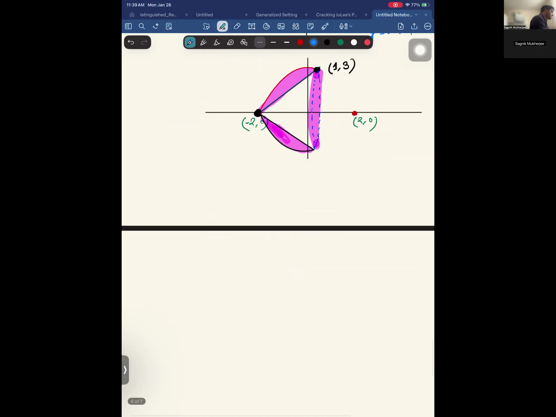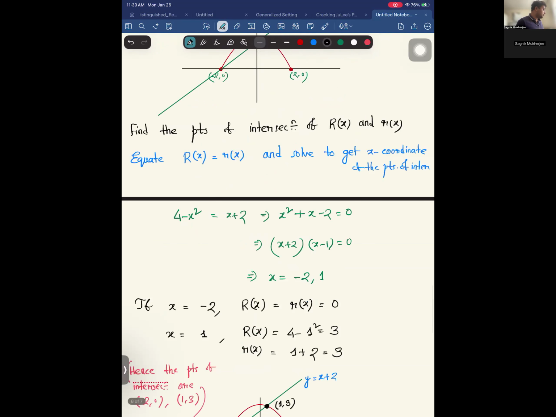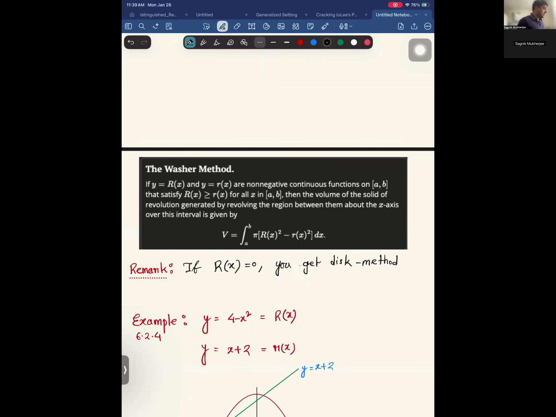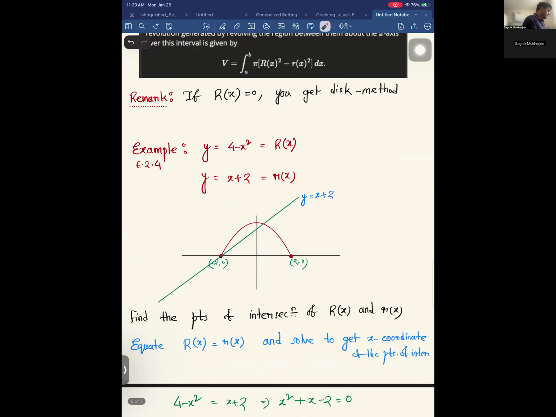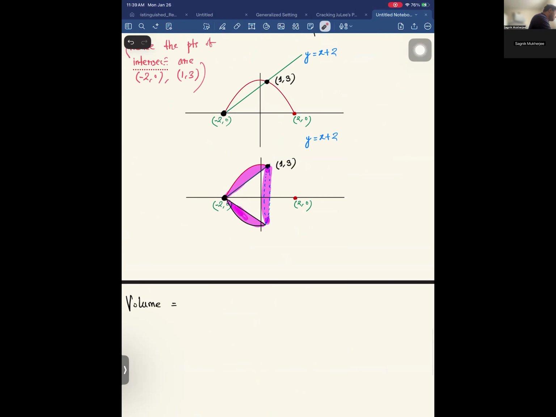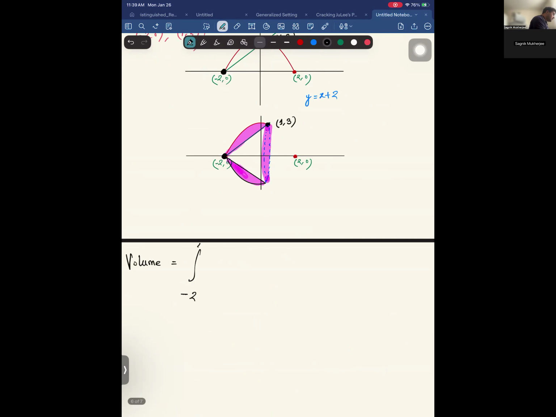And what is the volume of this object? Well, that's not too difficult to find out. Volume is equal to. Remember, you have to figure out which function is greater, capital R or small r. So you have to figure out which one is bigger, 4 minus x squared or x plus 2. As you can see, in this region, this is 4 minus x squared and this is x plus 2. So 4 minus x squared is definitely bigger than x plus 2, right?